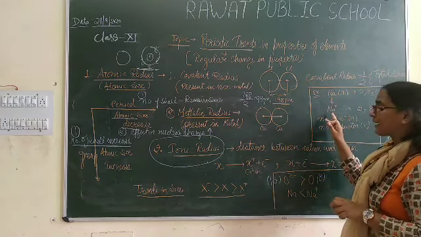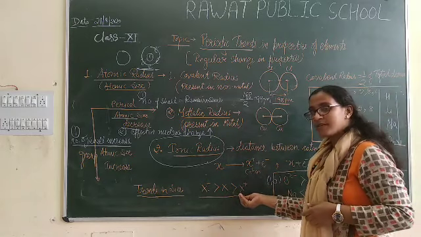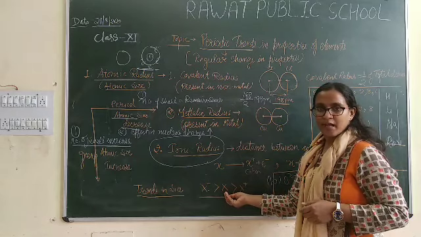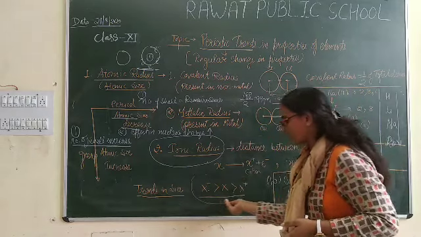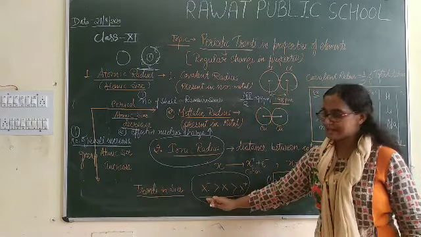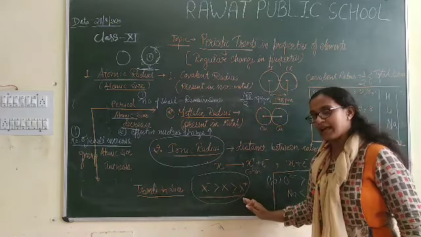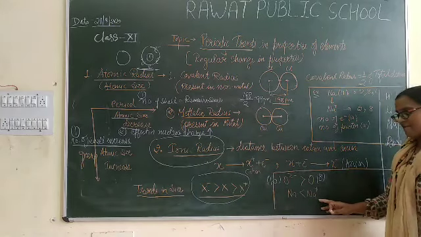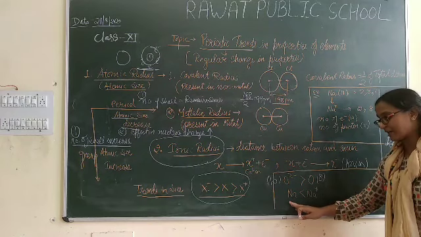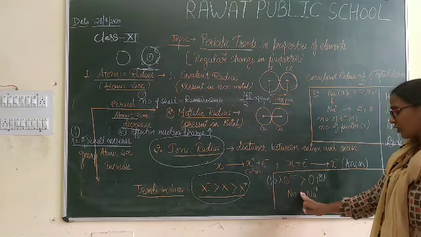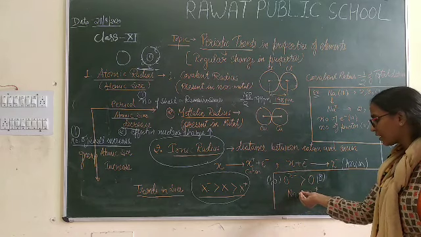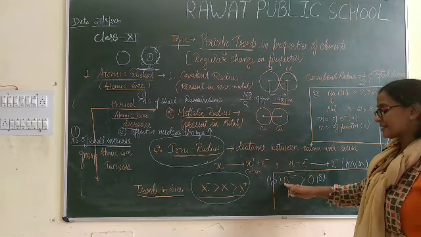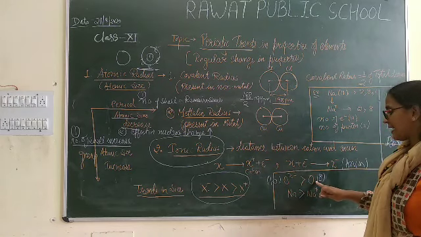So in the case of a cation, a cation always has a smaller size than its parent atom. So we have a trend: an anion has a bigger size than its parent, and a cation has a smaller size than its parent. For example, the sodium atom has a greater size than the sodium cation, and the oxygen anion has a greater size than oxygen.